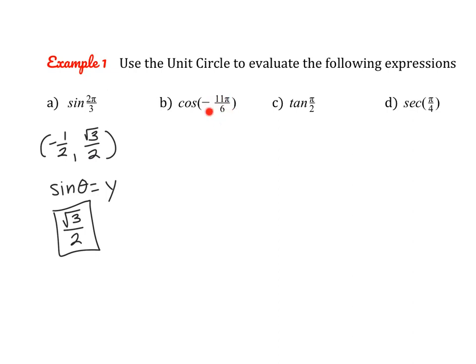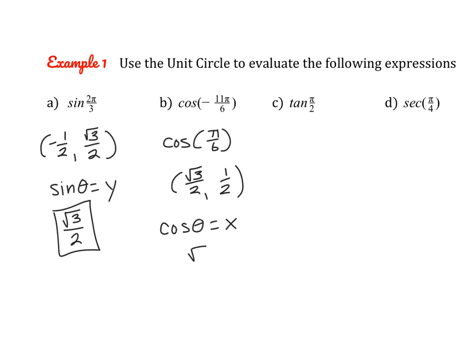Now let's try the cosine of negative 11 pi over 6. So negative 11 pi over 6 is the same as positive pi over 6. Remember, if we're going backwards 11 pi over 6, that actually brings us to the same angle. You can do that on your unit circle. So then I look at the coordinate for pi over 6, and that coordinate is root 3 over 2, 1/2. And remember, the cosine of the angle is the x value, so this one is also root 3 over 2.